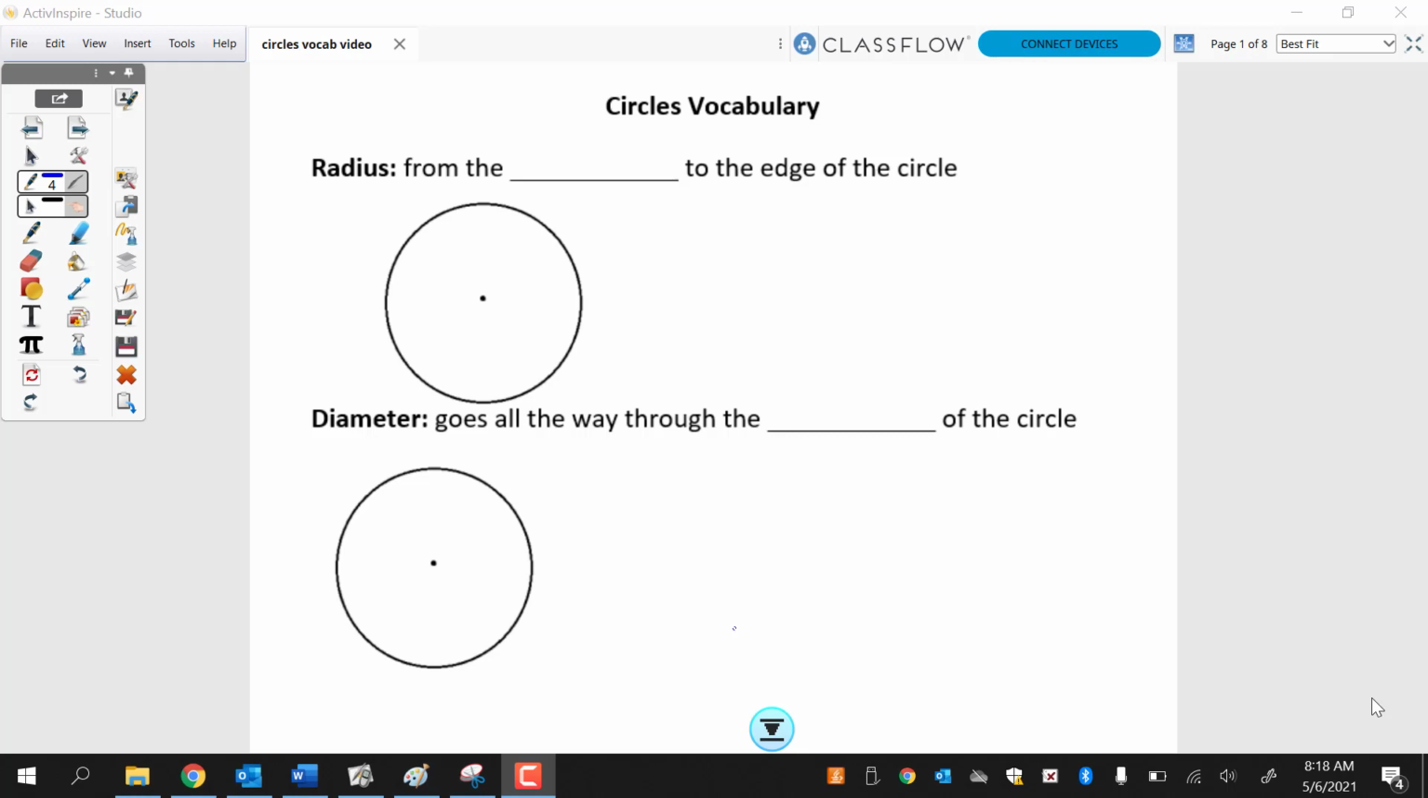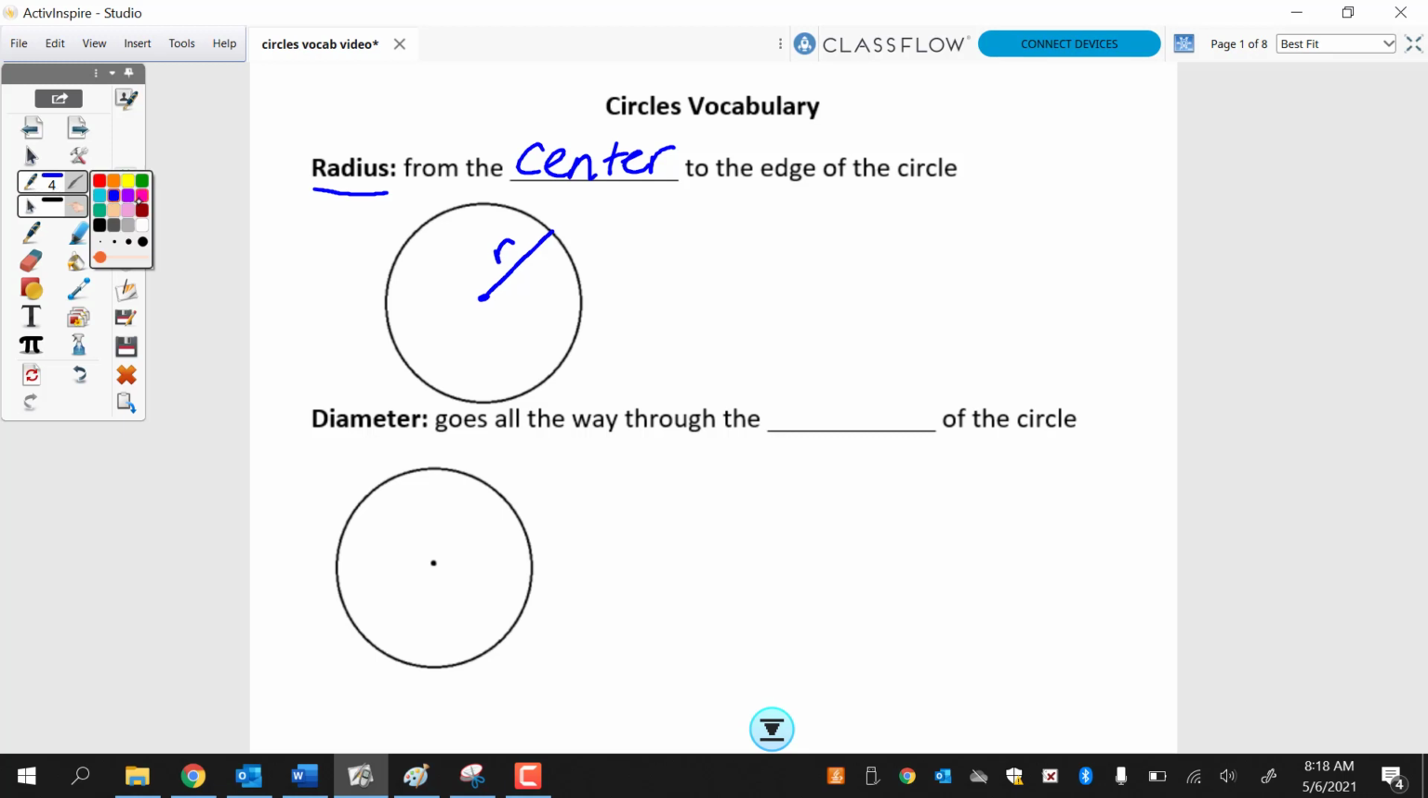Okay, so our last topic that we're going to do is on circles. And so we're going to do a little vocabulary first. We know we've talked about radius before. We know that's from the center to the edge of the circle. We're going to draw it in there. So here's our center right here. And we draw a little line to the edge of the circle, and that's our radius. We've been using that for a while.